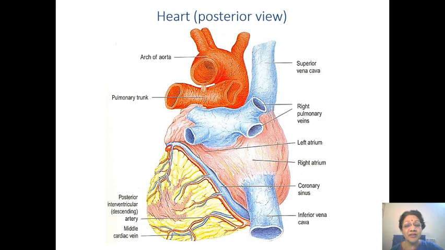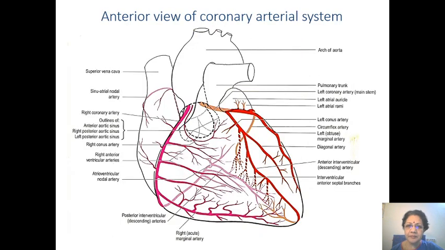But there are important variations which we saw in the last class, which we will revise here and see how it shows up clinically. So we saw this in the last class. This is only an anterior view again, as if the heart is transparent and you're looking only at its arteries.